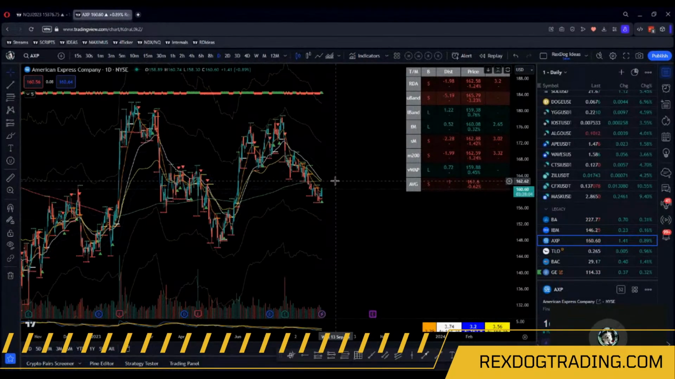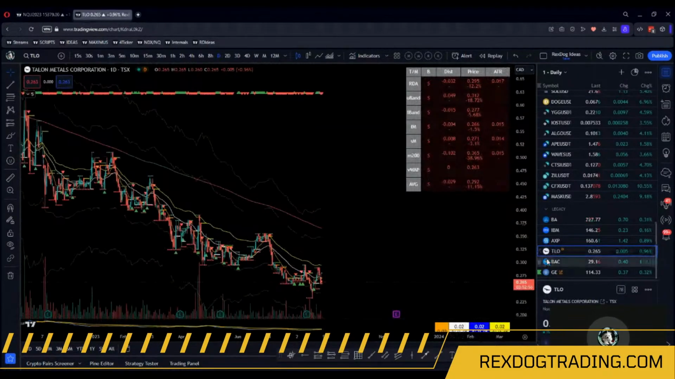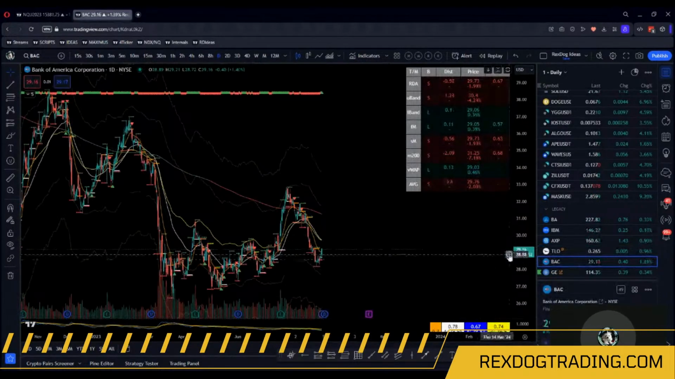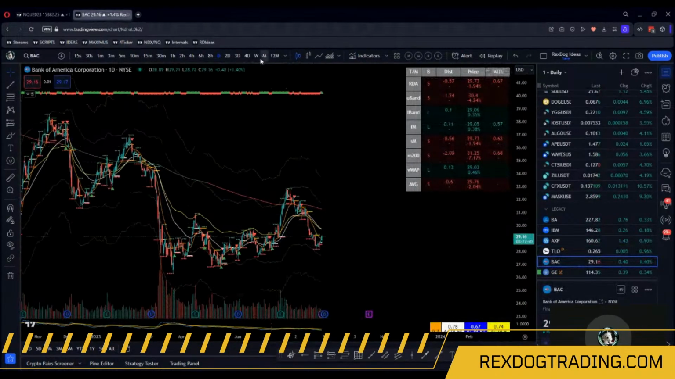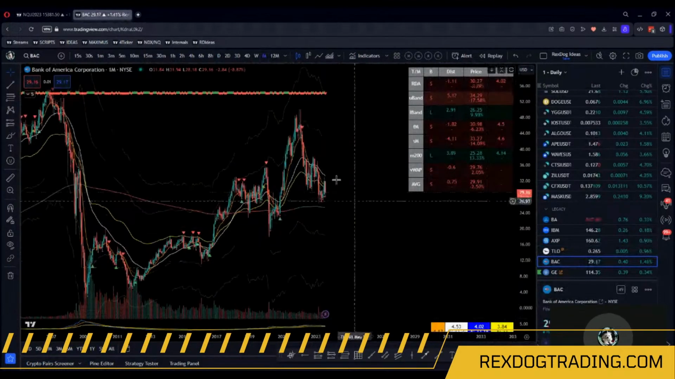162.62 is really your key level in American Express. If it goes there, it sells off, then know what to do there. Talcon Metals is another thing we're looking at. Bank of America, banking sector really is in the doldrums. Let's look at the actual monthly view on this thing. Yeah, it's not looking great.